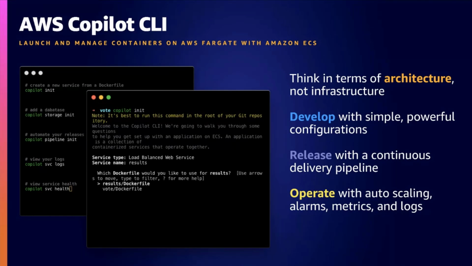And then operationally, what does Copilot bring to the table? Well, it gives us built-in things like auto scaling, metric alarms, log aggregation, and so on. And these are all things, again, we don't have to build. So we can just take advantage of Copilot's built-in intelligence for doing these things.